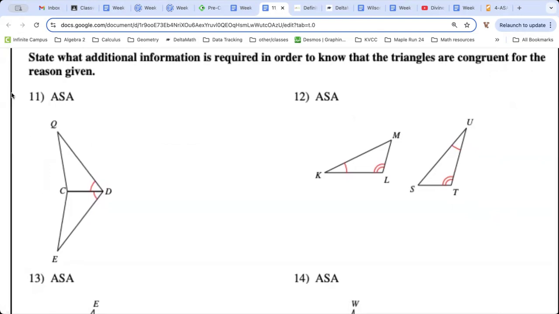Okay, how are we going to do that? Let's take a look here. Okay, what do we have here? So we have an angle. Okay, good. We have a pair of angles. They are congruent. They share this side, which is also good news.